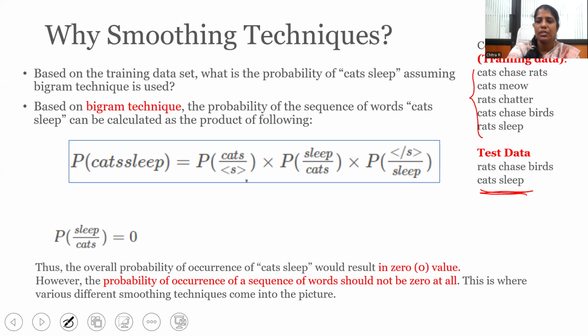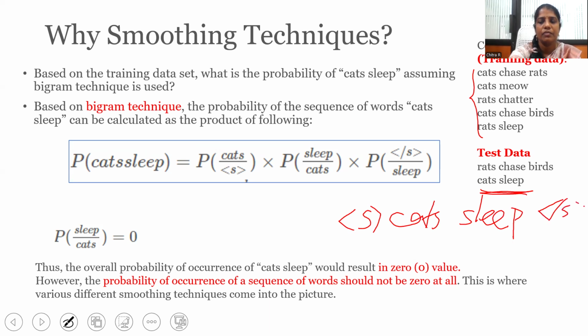How do we find the probability? Consider the bigram probability. Here you should include the start symbol as well as the stop symbol. So it can be written as S, the start symbol, cats, sleeps, followed by the stop symbol. First, you should include this. Then you find the probability from the test data as well as the trained data.